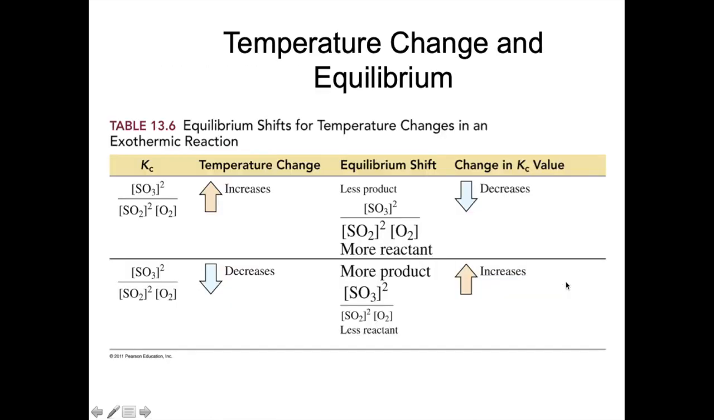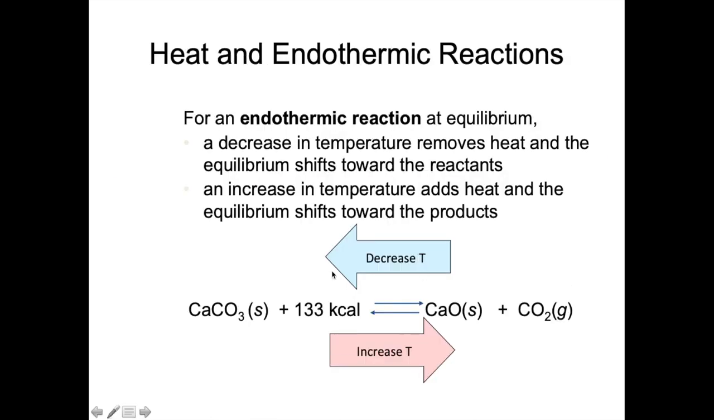If you have an endothermic reaction, on the other hand, heat would be a reactant for that forward reaction. So here we have the decomposition of calcium carbonate into calcium oxide and carbon dioxide. That forward reaction is an endothermic reaction. So adding heat, increasing the temperature, will shift the equilibrium to the right. Okay, because again, that gets rid of that heat. That forward reaction uses up heat. So increasing the temperature will shift that equilibrium to the right to try and bring the temperature back down.